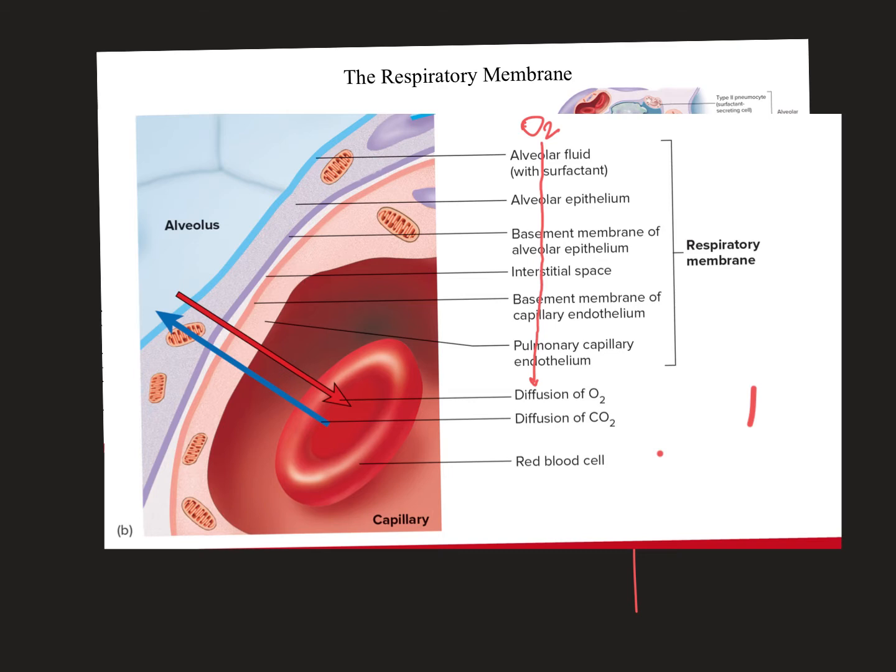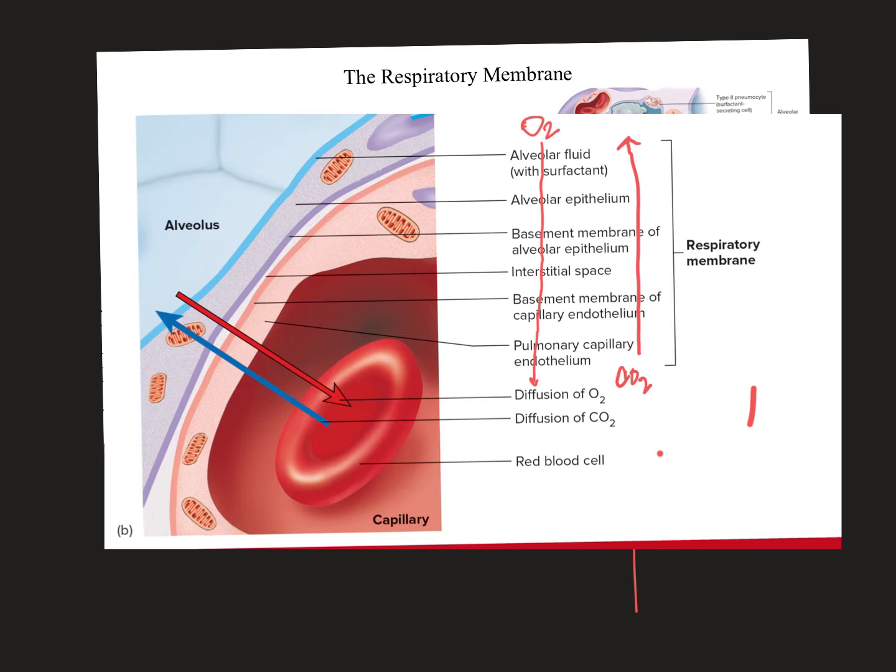Now, what about carbon dioxide? What is the first part of the respiratory membrane that carbon dioxide will encounter? The capillary endothelium, the pulmonary capillary endothelium. So CO2 is going to go in the opposite direction.